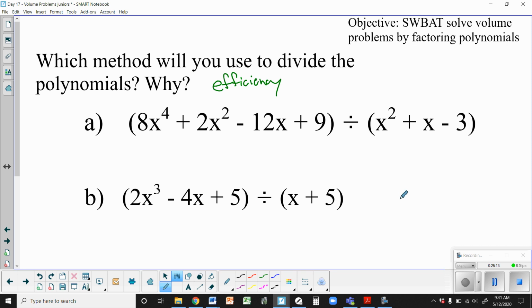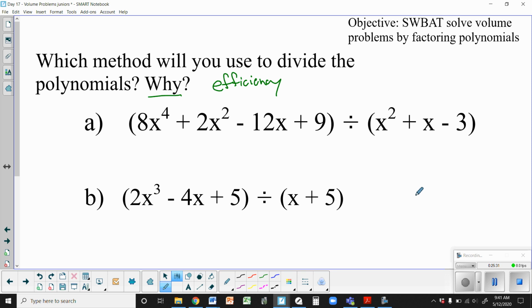So when we're thinking of efficiency, what are you going to do to divide A? What are you going to do to divide B? Make sure you say why.